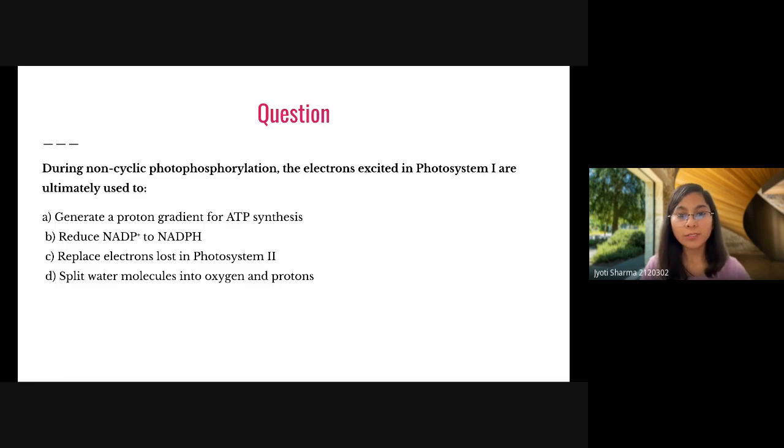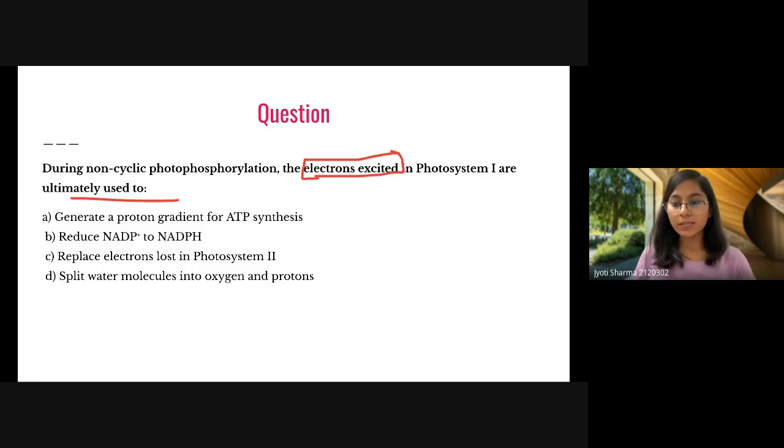So the question is, these electrons that have been released, how will they be utilized? So the question is, are ultimately used to. So for what purpose, what is the function of that electron that has been excited in photosystem 1? What is the use of these electrons?